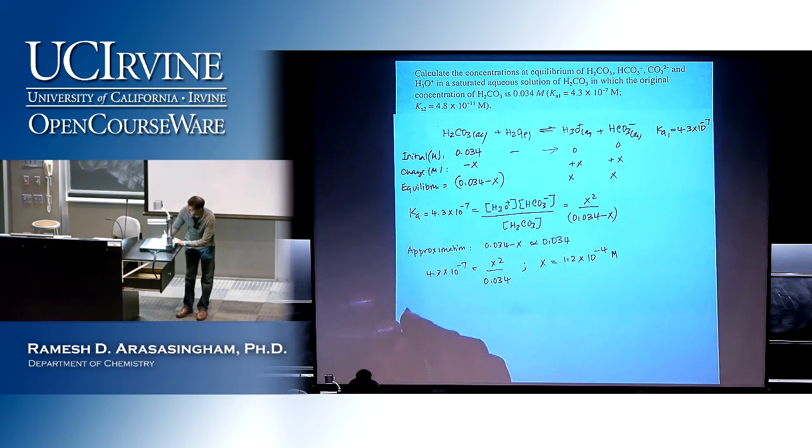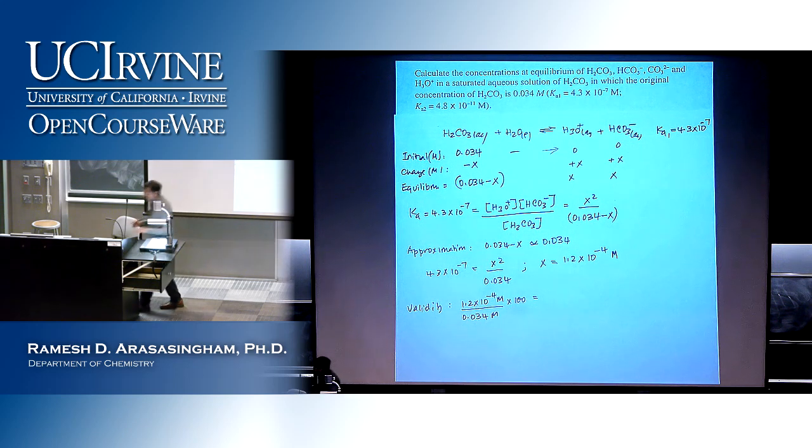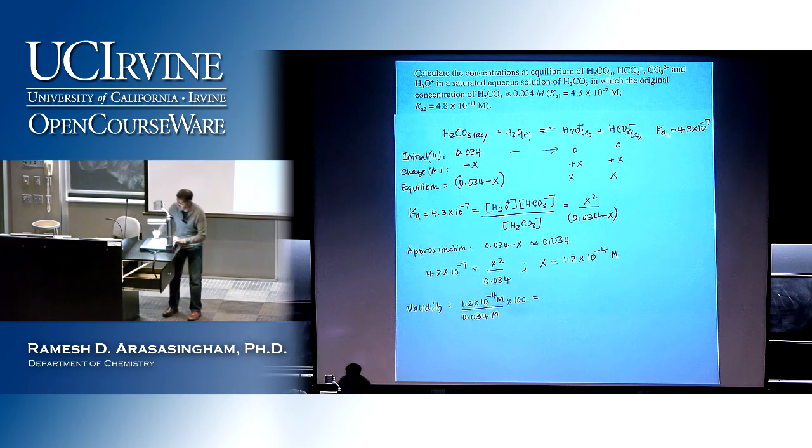If you check validity, validity would be 1.2 times 10 to the negative 4 molar divided by 0.034 molar times 100, and that comes out to be 0.36%.